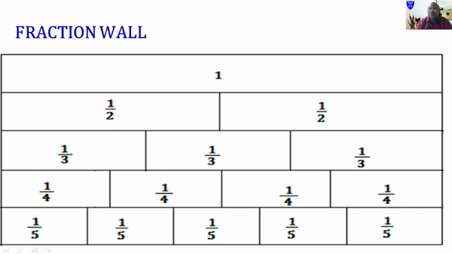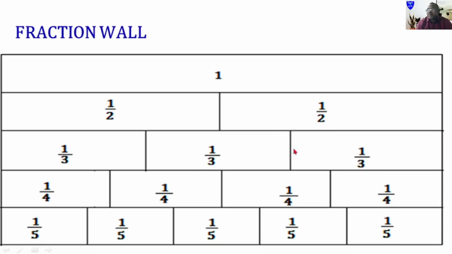Right, now this is important for you to be able to compare the size of the fractions. As you can see from this chart there, the size of half is actually bigger than a third. Therefore, half is greater than a third. And if you go further down, a quarter is actually smaller than a third. Therefore, a quarter is less than a third. And a fifth is actually less than half, less than a third, less than a quarter.